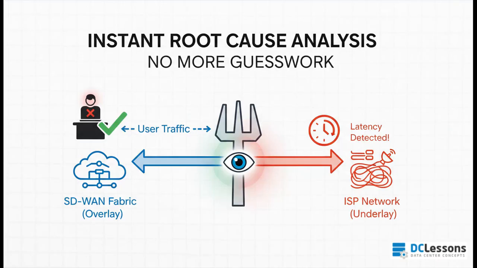This correlated view, that is the superpower. When a user at a branch office complains an app is slow, the guessing game is over. Done. You look at one screen and you instantly know the answer. Is the problem in my SD-WAN fabric? Or is it 3 hops deep inside my service provider's network? The blame game stops, and troubleshooting time just plummets from days to minutes.